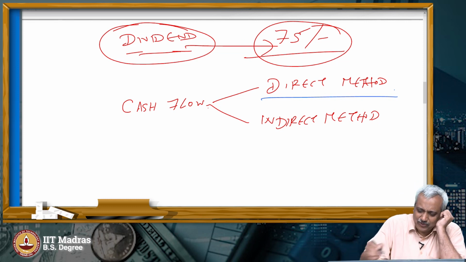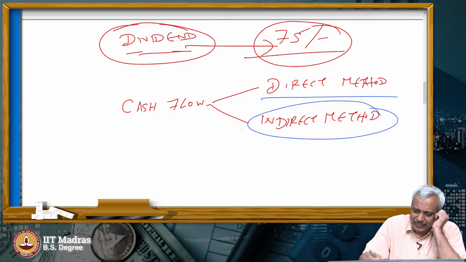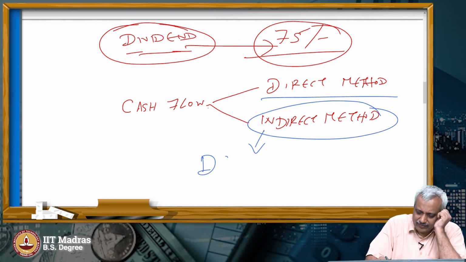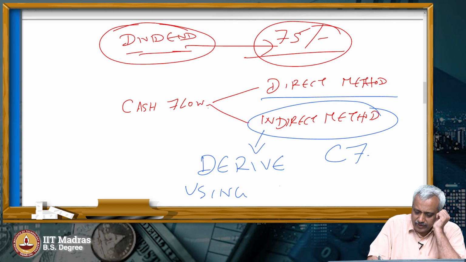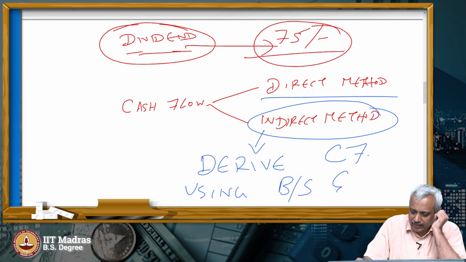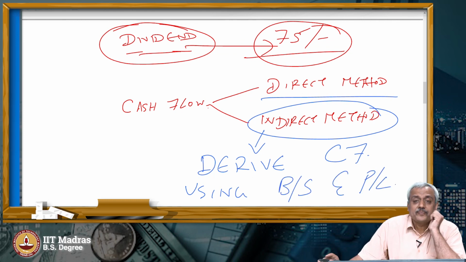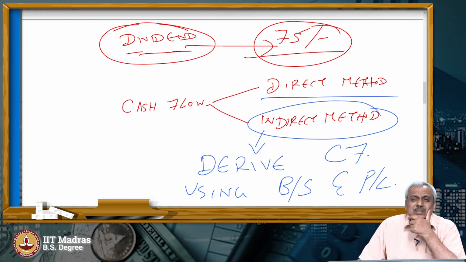Then what is the difference? What is the indirect method? Indirect method is you can derive the cash flow statement using balance sheet and P&L statement. How is it possible? We can't derive.